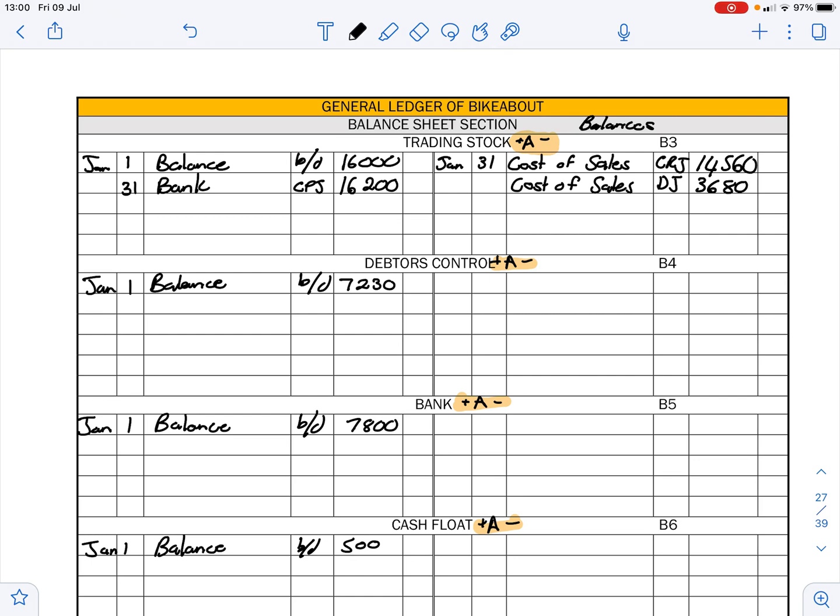Now we need to balance this account. If we have a look with the naked eye, which side do you think is bigger? We've got our balance and our stock purchased, and that gives us a total of 32,200. Or we can add the amount of stock we sold, which should only come to 18,000 Rand and some change. So what we need to do then is add up our debit side at 32,200. We then take it across.